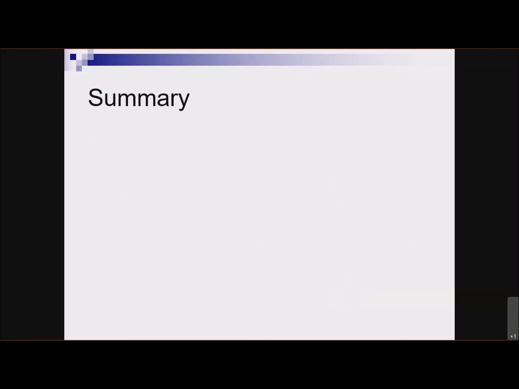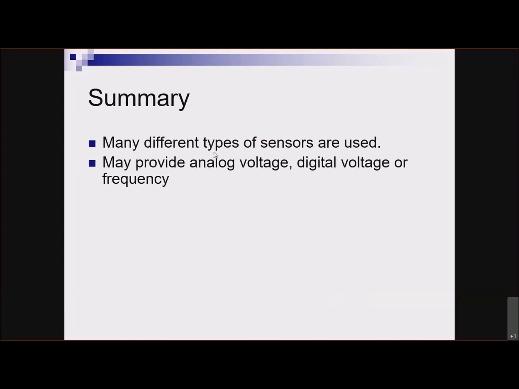Okay, so let's just summarize this entire talk about inputs, right? Many different types of sensors are used, right? We got thermistors, potentiometers, we got pressure sensors, we got mass airflow sensors, we got oxygen sensors, airflow ratio sensors, both single cell, which is 4 wires, or dual cell, which is 6, all kinds of different ones. Pressure sensors can provide an analog voltage, digital voltage, or frequency, right?